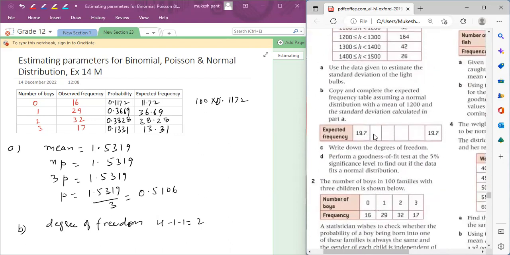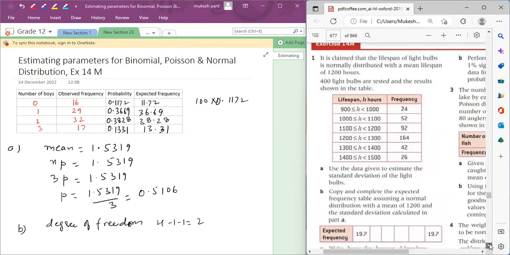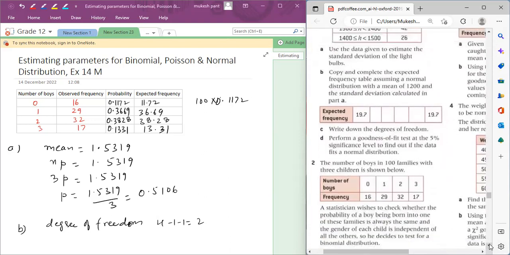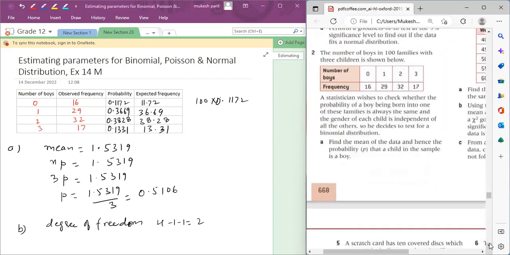Then we have to find the expected frequency. We know how to find expected frequency: probability times the total number of outcomes, like here, I think 400, right? Then we have to perform the goodness of fit test, GOF, at 5% significance level. So you can do it easily. Only one thing you have to find, the standard deviation, and the mean will remain 1200. That's why I'm not taking that question, because you can do it yourself.